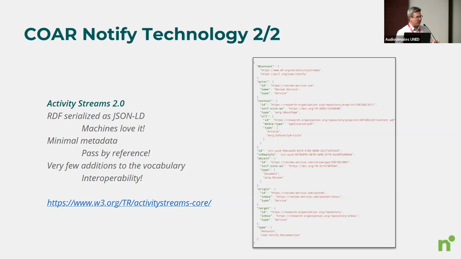This entire message is based on pointers to things that live on the web. So you will find a lot of URLs in this message that point to, for example, the PDF of a preprint hosted in a repository, but we don't ingest the actual PDF. This concept is usually referred to as pass by reference rather than pass by value.